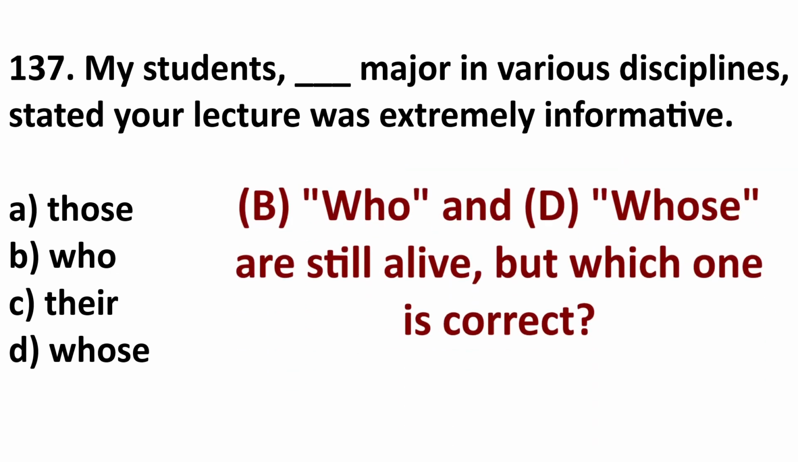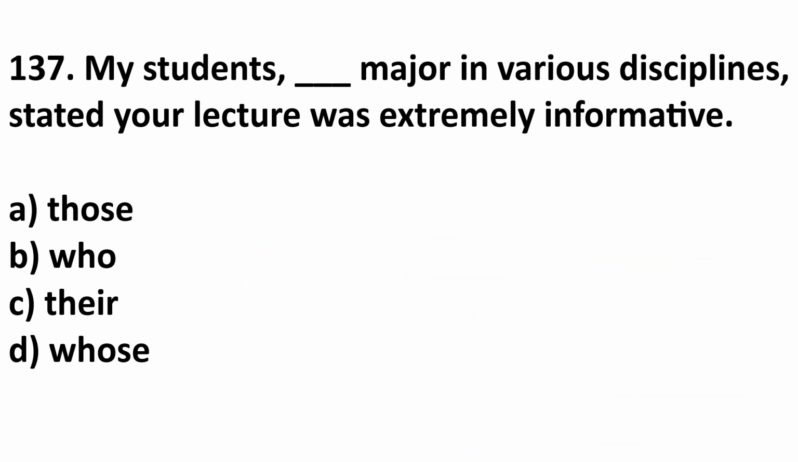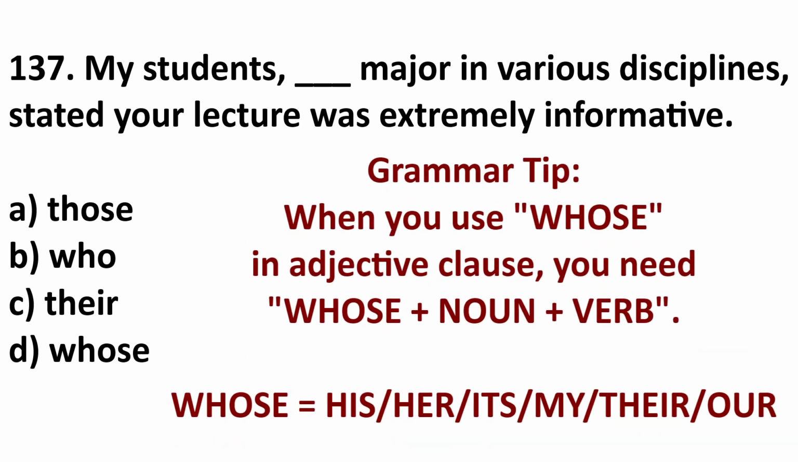Next, we have whose and who. When you use whose in an adjective clause, you are saying his, her, their, or its. Therefore, it needs a noun after it. For example, I like his. His what? So it's the same idea. You need a noun after whose.